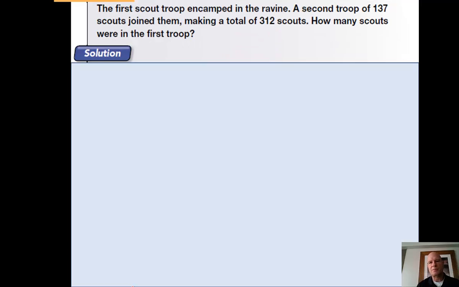The first scout troop encamped in the ravine. A second troop of 137 scouts joined them, making a total of 312 scouts. So how many scouts were in the first troop? This is exactly the same as the very first problem, the example we just did, except now you're solving for the first part of it, this part here, and not this part, because we're given the 312 here and we're also given the 137. Now we've got to solve for that. See if you can do that one on your own, and then let's check your answer.